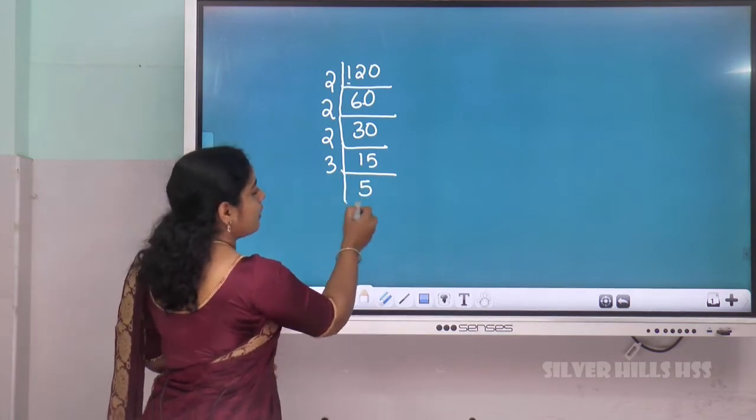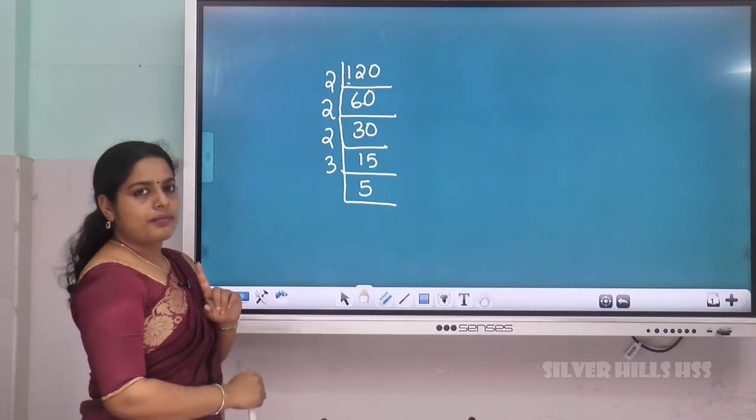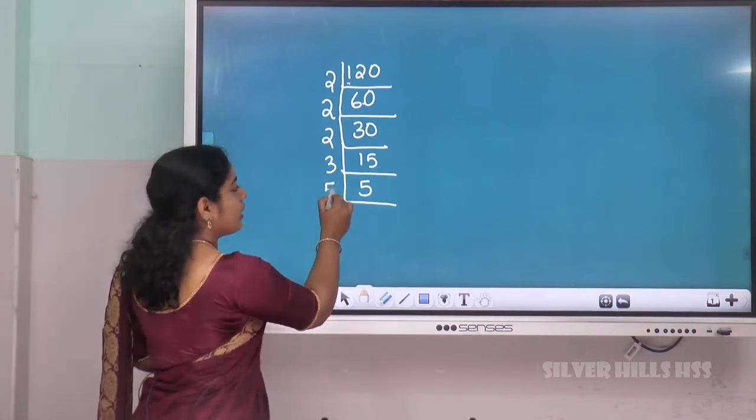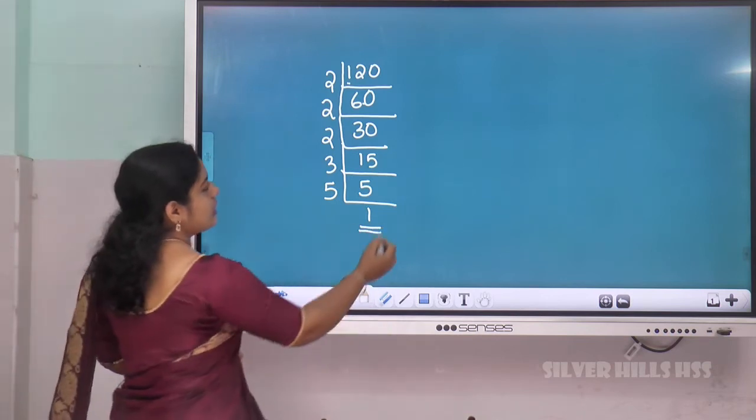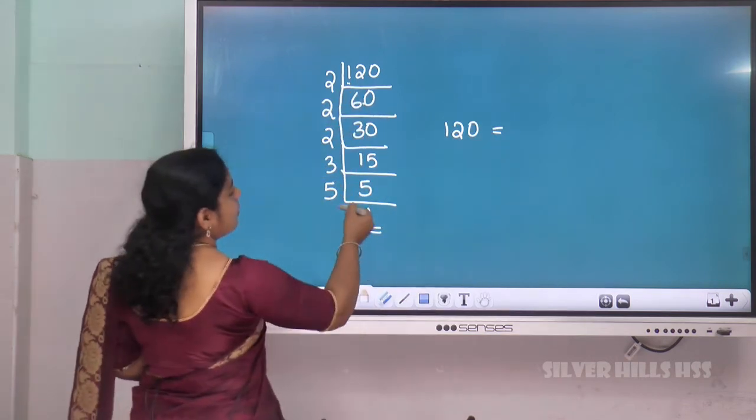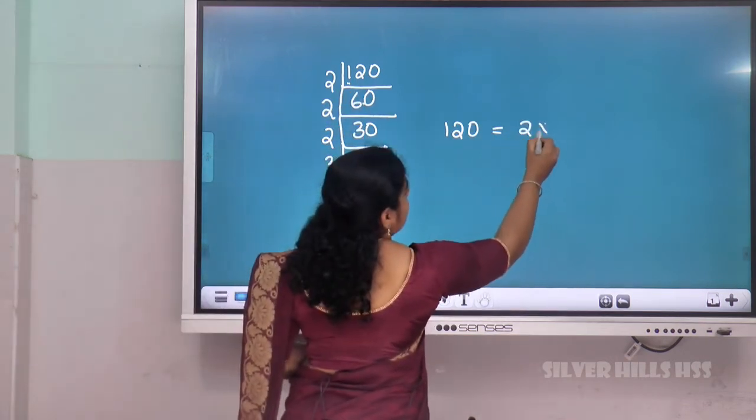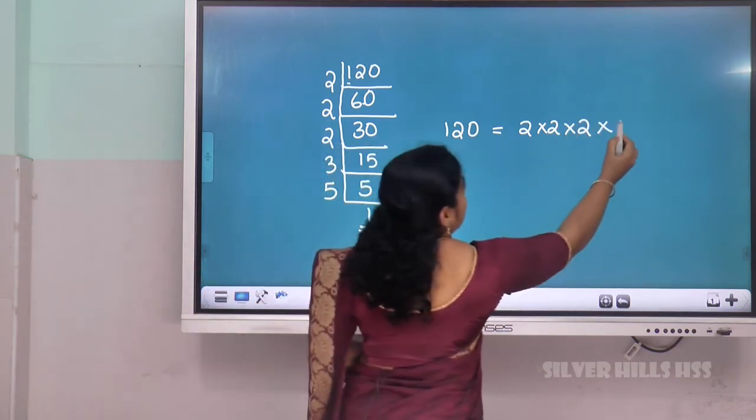Okay, again 5 is a prime number. There are no other factors for 5 other than 1 and 5. So we will divide 5 by 5 itself to get 1. That means 120 can be written as a product of all these numbers, that is 2 into 2 into 2 into 3 into 5.